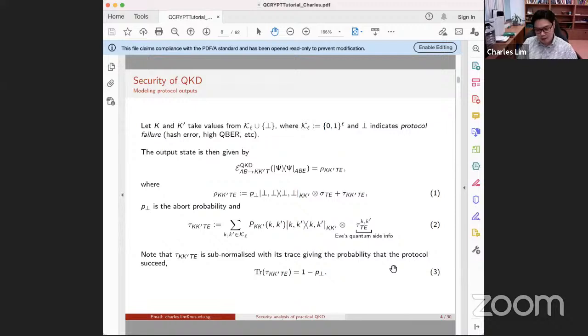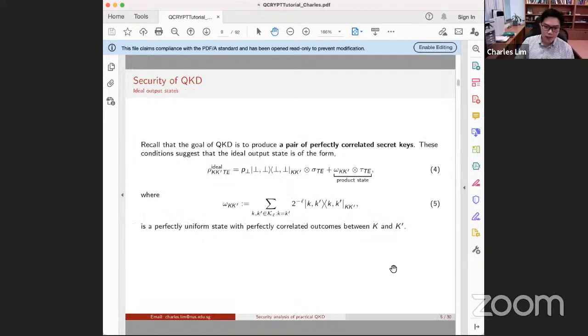So now we've talked about the actual output of the system. The next thing to do is, of course, to define what would be an ideal output. In this case, for the ideal output, again, you should allow for the setting in which you would also have an abort situation. The protocol could fail even with the ideal setting. But the important thing here is that the non-trivial state is a product state. This product state would mean that the adversary has completely no information about the output key, and on top of that, we also require that the output keys are perfectly correlated, right?